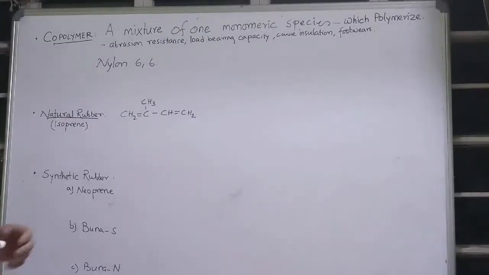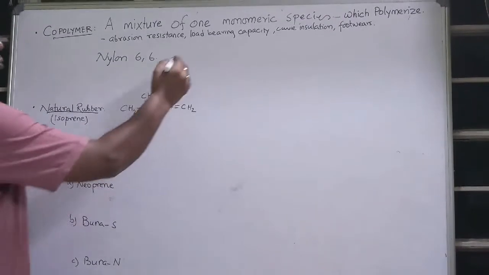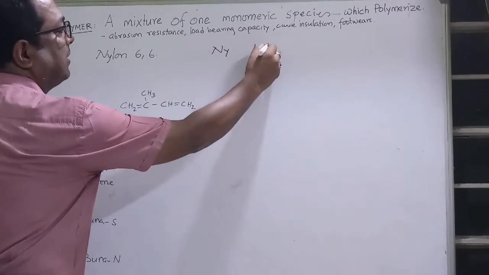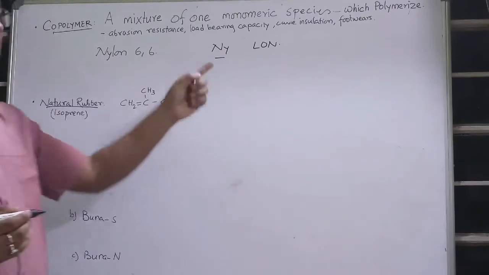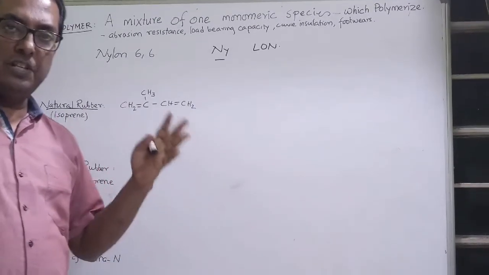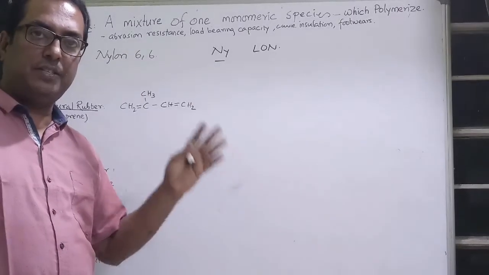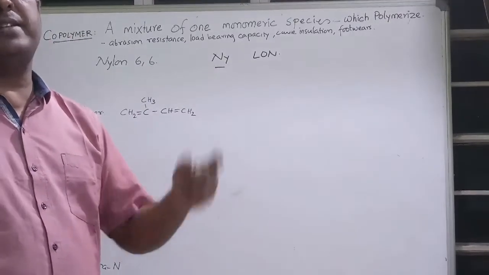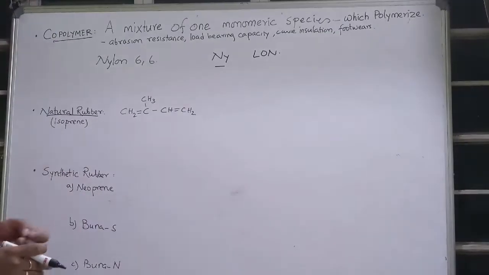a copolymer. Take nylon 6,6. You might know the word nylon has come from NY and LON. NY means New York and LON means London. This nylon was formed by two different areas, one from New York and one from London, both together in the same year. So the word came up as nylon.